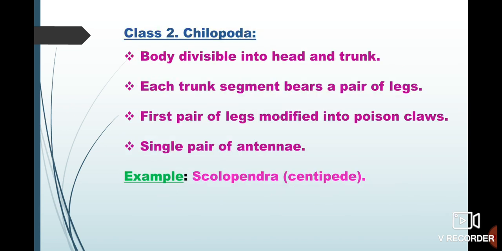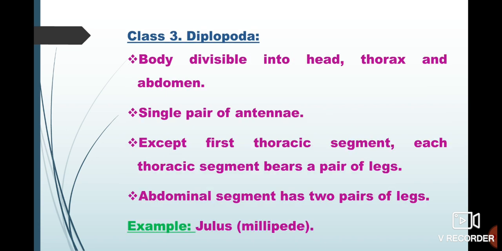The second class is class Chilopoda. Chilopoda body is divisible into head and trunk, and each trunk segment bears a pair of legs. The first pair of legs is modified into poison claws. A single pair of antennae is also present in them. An example is Scolopendra, also known as centipede. Now, what about the third class?